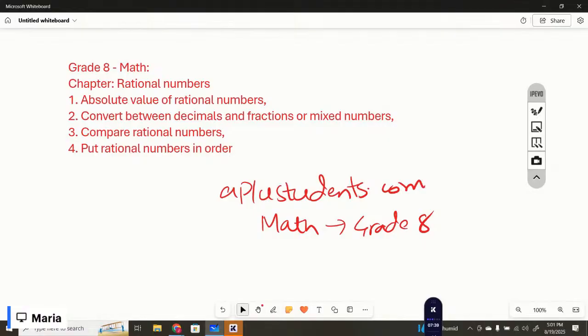We're going to start with the chapter rational numbers. The lessons we're going to cover today are absolute value of rational numbers, convert between decimals and fractions or mixed numbers, compare rational numbers, put rational numbers in order. So please make sure you have your notebook and pencil so that you can note down the important examples and definitions as well.